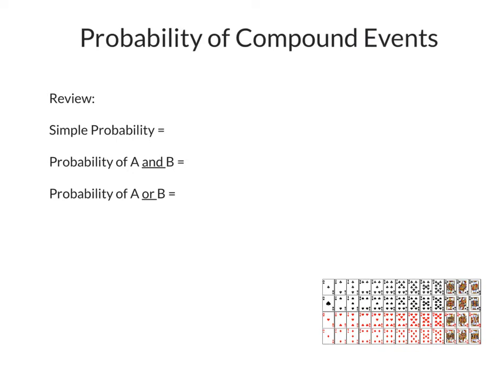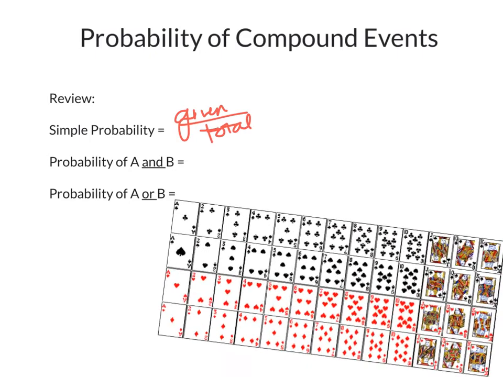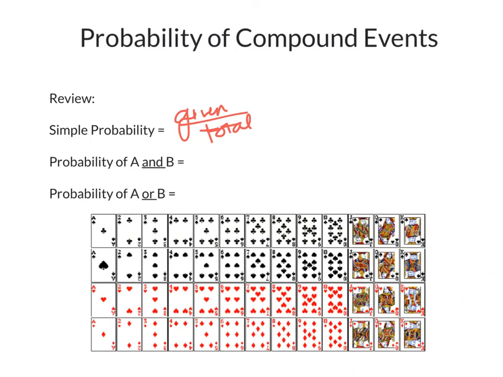So simple probability, you all know that's just the probability of the number of given things that fit the criteria over the total number of things. The probability of "and", we've done this before, is when you have two conditions that you're talking about being met. So for example, if you're talking about the probability of getting something that is a black card and is a 2, we're really just talking about these two cards, right? So that's like 2 out of 52.